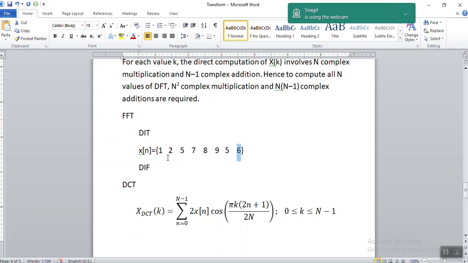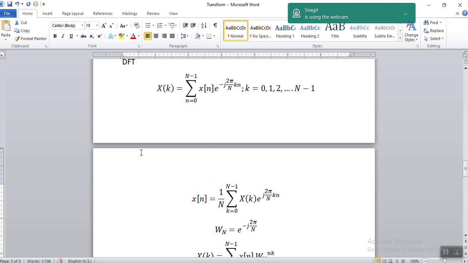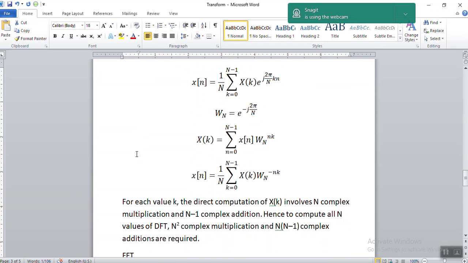So, the 8-point signal was now divided into two 4-point signals, the even numbered and the odd numbered. Next you do the N by 2 point DFT. Instead of doing 8 point DFT directly, now you are doing a 4 point DFT for the even numbered samples of x of n and a 4 point DFT for the odd numbered samples of x of n. If you do it using the direct formula, you will see that the computational complexity will reduce almost by half.